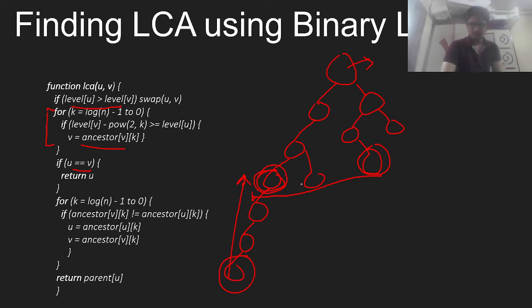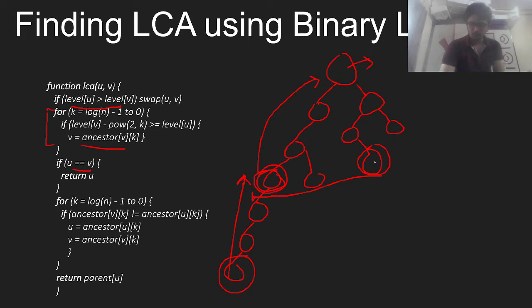If they are not equal, then we'll start from the last bit and move till 0, and we'll see if on moving that many steps we get the same ancestor or not. If we are not getting the same ancestor, we'll move upwards. For example, let's start from the 4th ancestor. We know that both the 4th ancestors are equal, so we will not do anything.